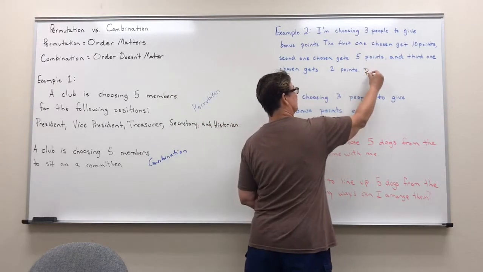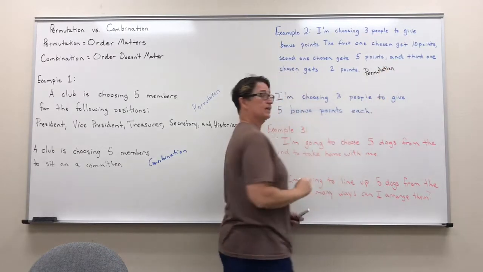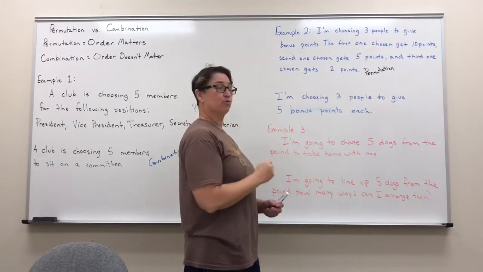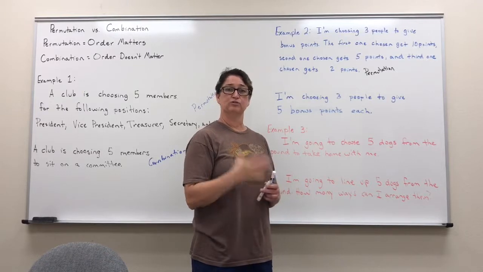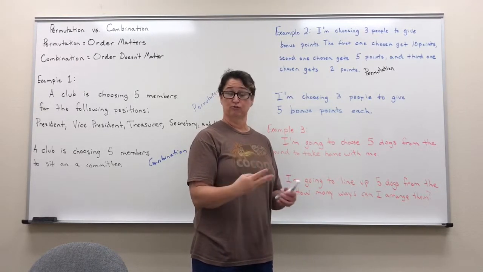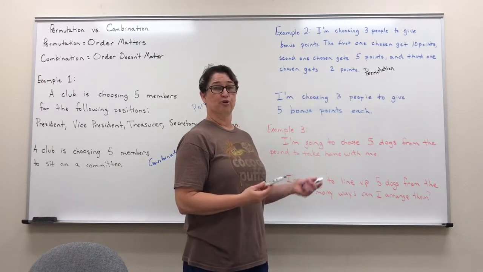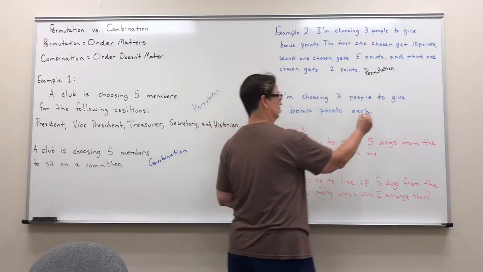Same example, or a similar example. I'm going to choose 3 people again to get bonus points, and each person I choose is going to get 5 bonus points. There, you don't care if you're chosen first or if you're chosen third, as long as you're chosen. So order doesn't matter there, so we use combination.